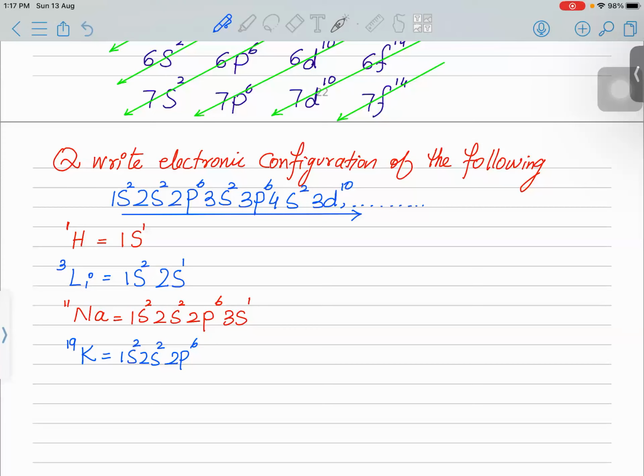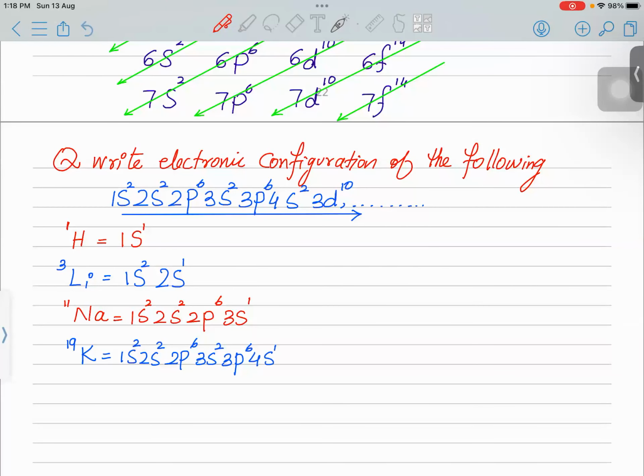So 3s2, very good. How many electrons are left now? 7. Okay, and 3p6, and 4s1. 4s1. Correct.